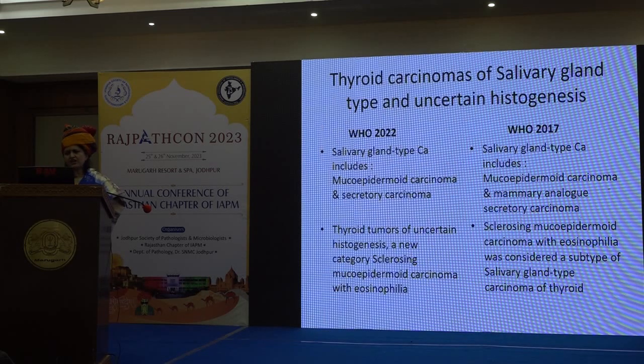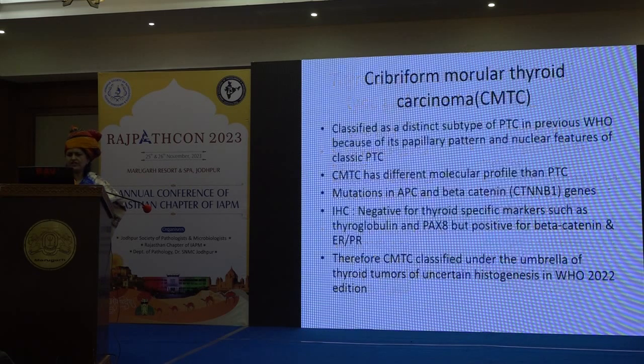Coming to the thyroid carcinomas of salivary gland type with uncertain histogenesis, as I said, the salivary gland type includes the mucoepidermoid or secretory. Previously the sclerosing mucoepidermoid carcinoma with eosinophilia was also included in the 2017 classification, whereas now that is separated as a tumor of uncertain histogenesis in a new category, that is sclerosing mucoepidermoid carcinoma with eosinophilia.